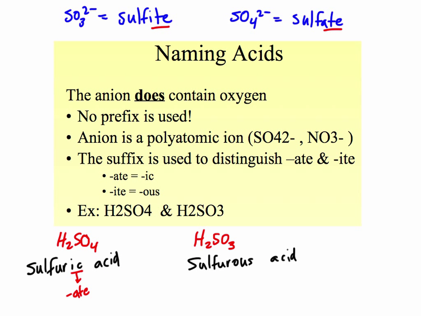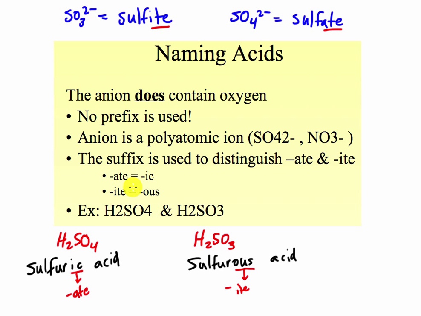Again, the ous ending here is now telling me that I had an ite in my polyatomic ion. So an ite ending is where that originates from. So your ates become ic, your ites become ous. Now I think there's a mnemonic device. I think it was I ate something icky.